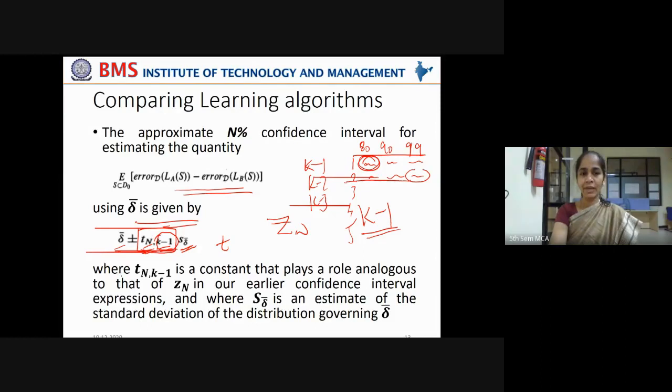That is what we explain here, where t_{n,k-1} is a constant that plays a role analogous to that of z_n in our earlier confidence interval expressions, and where S_delta-bar is an estimate of the standard deviation of the distribution governing delta bar. S is what? The standard deviation associated with the distribution governing this delta bar, that is the error between the difference of the errors in the two learning algorithms.